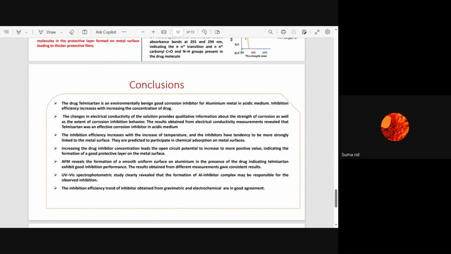The inhibitors have a tendency to be more strongly linked to the metal surface. They are predicted to participate in chemical adsorption on the metal surface. Increase in the drug inhibitor concentration leads the open circuit potential to increase to a more positive value, indicating formation of a good protective layer on the metal surface. AFM reveals the formation of a smooth uniform surface on aluminium in presence of the drug, indicating telmisartan exhibits good inhibition performance. UV-visible spectroscopy also reveals the formation of an aluminium inhibitor complex. The inhibition efficiency trend obtained from gravimetric and electrochemical studies is in good agreement.